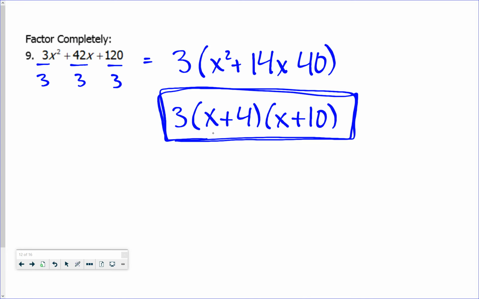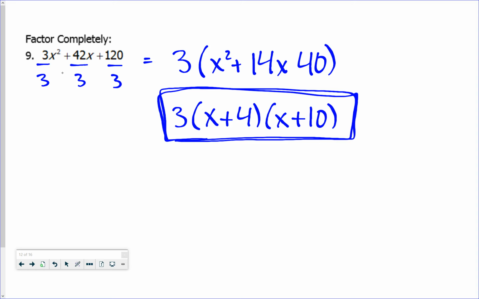I told you not to do 9 yet. Some of you moved ahead of me. When you have a GCF, move it out front and it stays there. We can still check my answers. 3 times x times x gives me 3x squared. Yep. There you go.